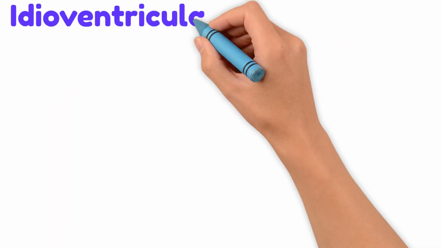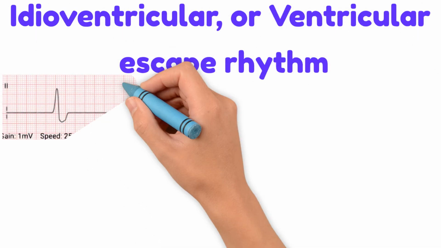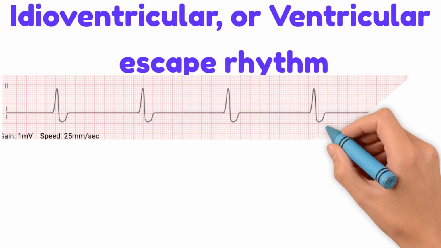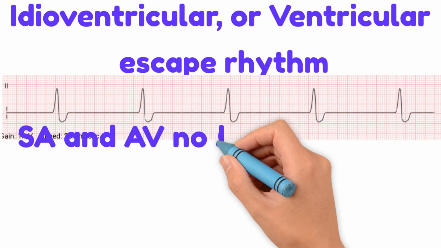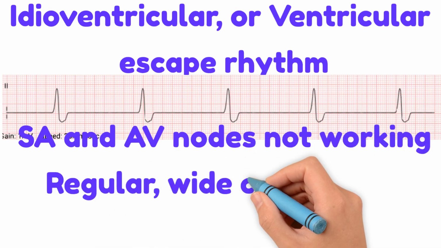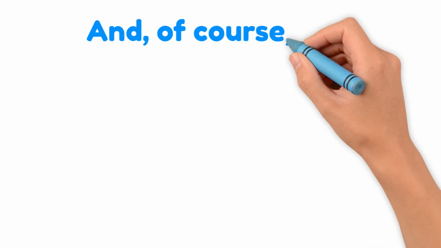The next is the idioventricular or ventricular escape rhythm. This is when both the SA node and the AV node have stopped working altogether, and the bundle of His is taking over as the new pacemaker for the heart. This will be a regular rhythm with a wide QRS complex, no P wave, and a rate between 20 to 40 beats per minute.